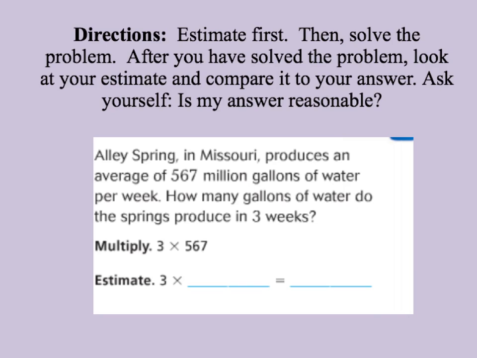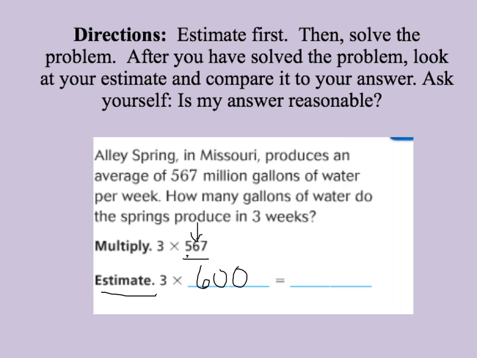Alice Spring in Missouri produces an average of 567 million gallons of water per week. How many gallons of water do the springs produce in 3 weeks? So we need to start by estimating. So I have 3 times, let's look at this number. I'm going to look at the hundreds place. It can stay a 5 or it can raise to 6 based on what my helper number says. So this one is going to go to 600.